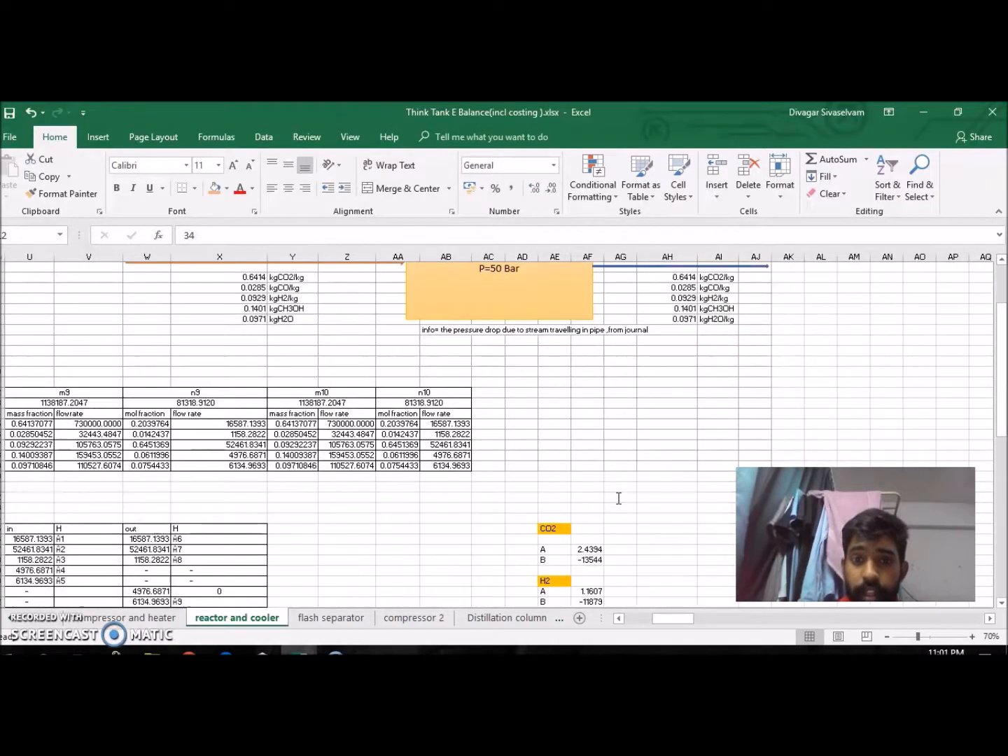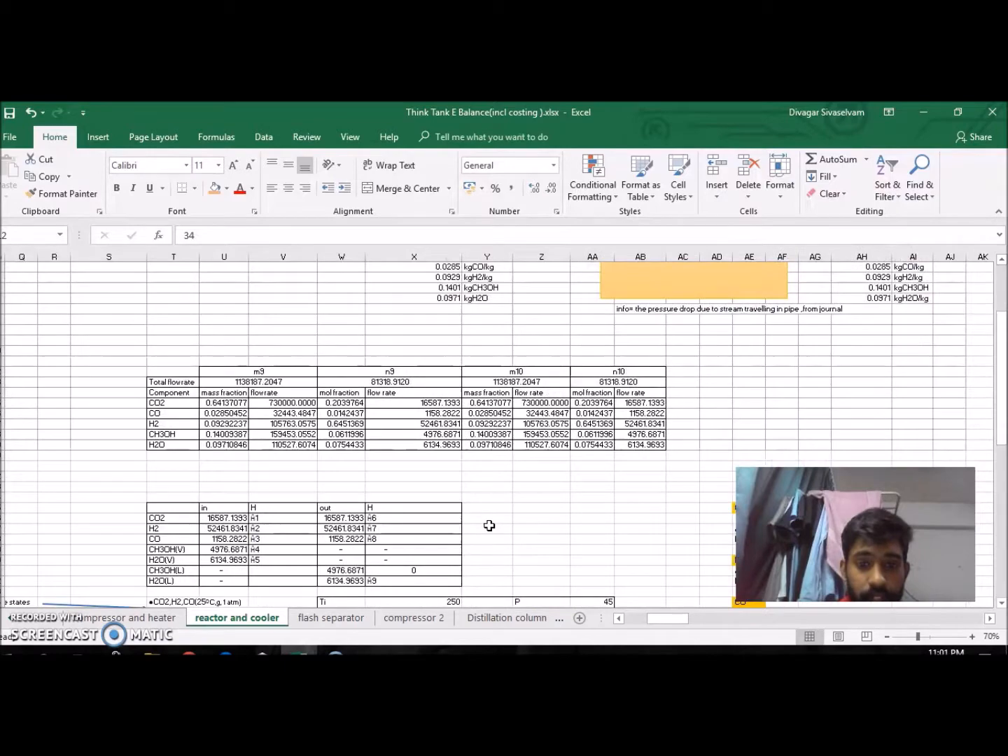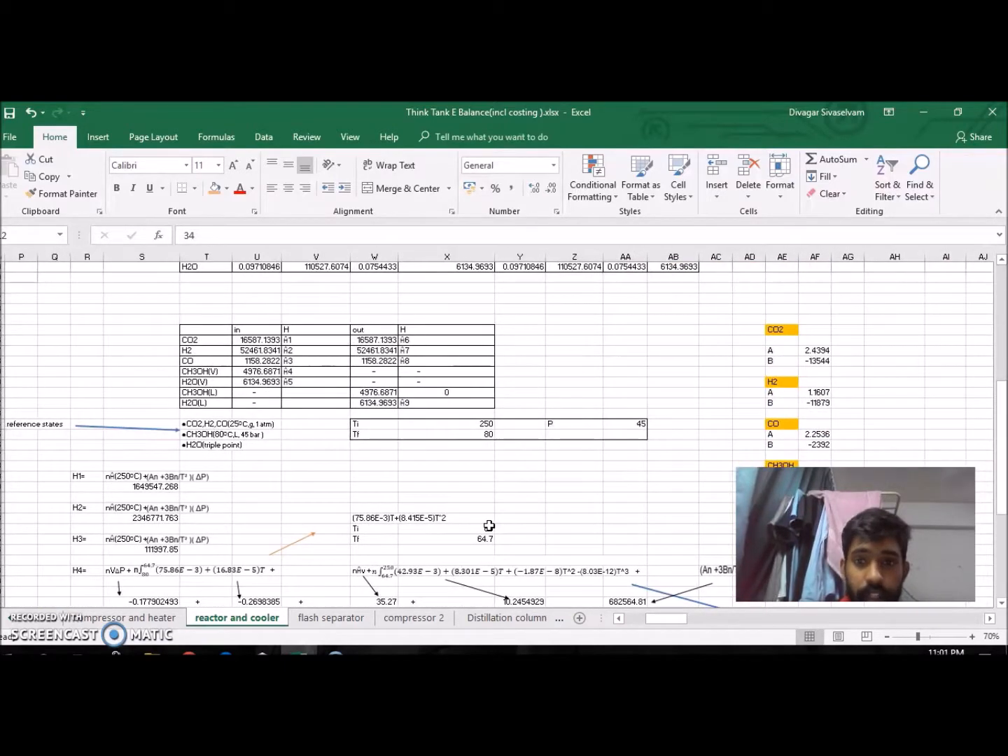Next, moving to the heat exchanger. Actually, there should be an arrow here for the mass of water. I forgot, I will put it in the next update. Don't worry, I'm very sorry.